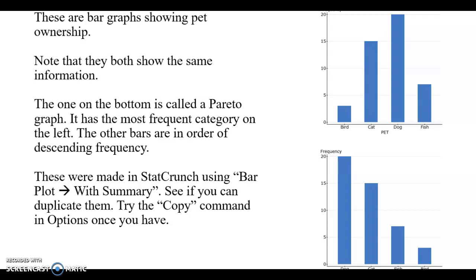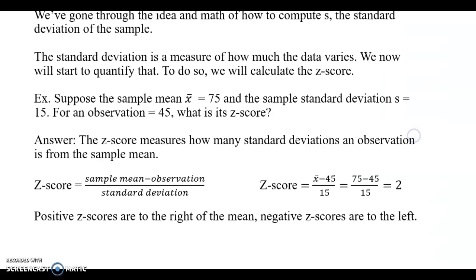So I made these in StatCrunch using bar plot, and then I picked with summary. You should see if you can duplicate these. That'll get you very good with StatCrunch. And then use the copy command under options of the graph you complete and see what that does for you. It's pretty cool.